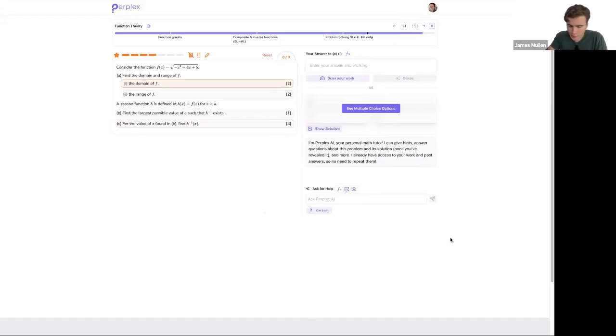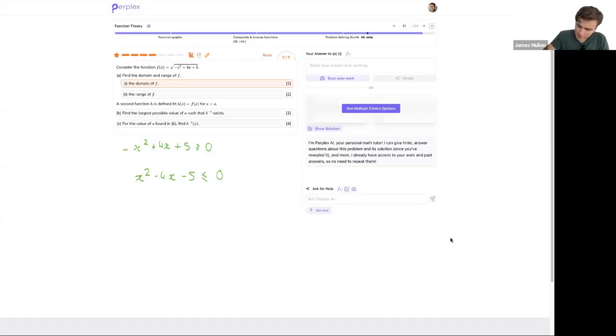So f of x is the square root of -x² + 4x + 5. I'm going to find the domain by remembering that the inside of the square root cannot be negative. So -x² + 4x + 5 is greater than or equal to 0. I'm going to multiply both sides by -1, giving x² - 4x - 5, and I switch the direction of the inequality, which you have to do when you multiply by a negative number.